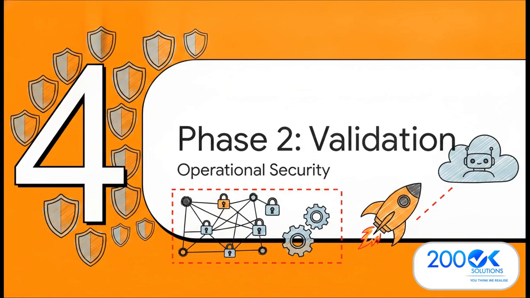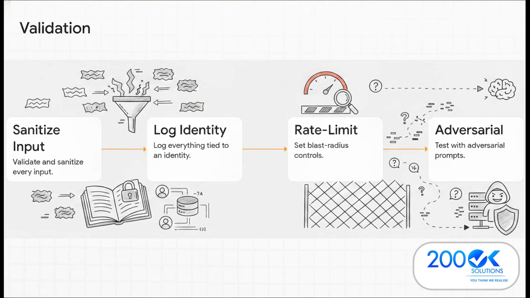Which brings us to Section 4, Phase 2, Validation and Auditing. Once your perimeter is set, you need some seriously rigorous operational security before you can even think about shipping this thing to production. First up, you absolutely must validate and sanitize every single input coming from the model. We all know models hallucinate, and they are highly susceptible to prompt injection. Next, log everything. And more importantly, tie those logs to an identity. When an AI inevitably does something weird, having identity-tied audit logs turns a massive panic-inducing mystery into a simple 5-minute investigation.